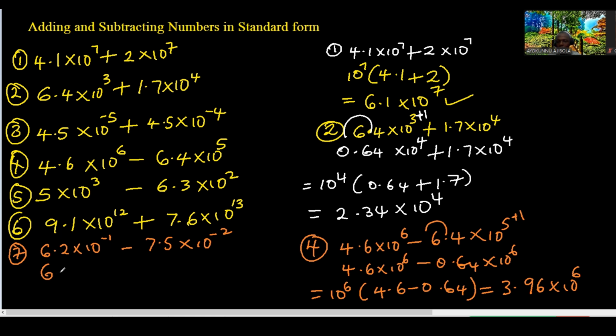So 6.2 times 10 raised to power minus 1 is what I have here. This one must become minus 1. So that means I must add 1 to it to become minus 1. Then this becomes 0.75 times 10 raised to power minus 1. So my subtraction now is between 6.2 and 0.75. Then they will have the same power. So 6.2 minus 0.75 is going to give me 5.45. 5.45 times 10 raised to power minus 1.